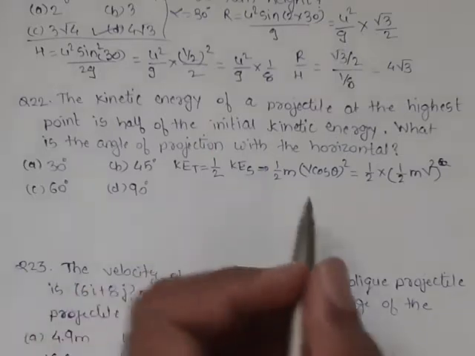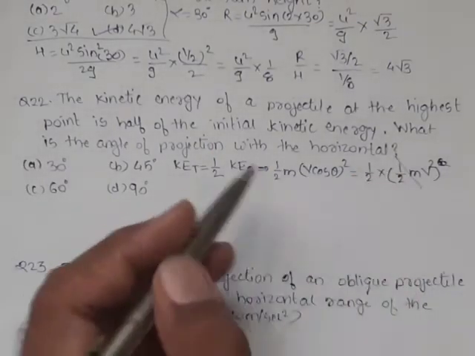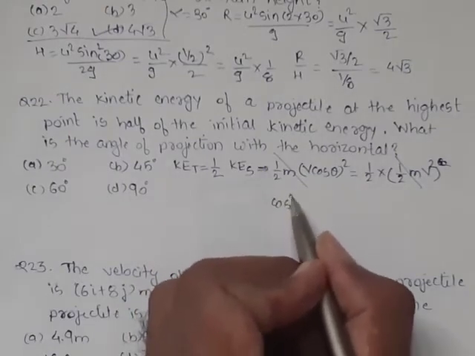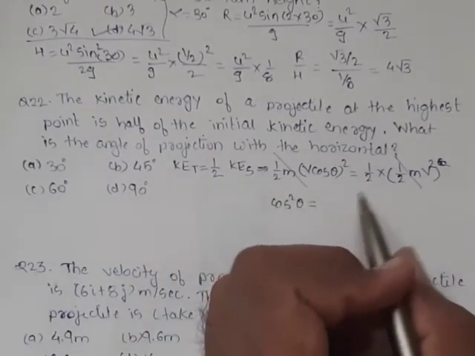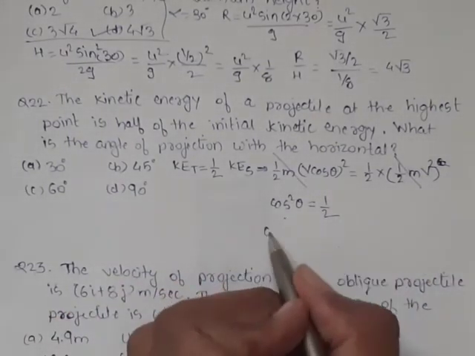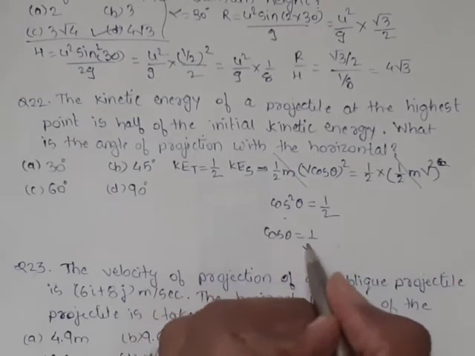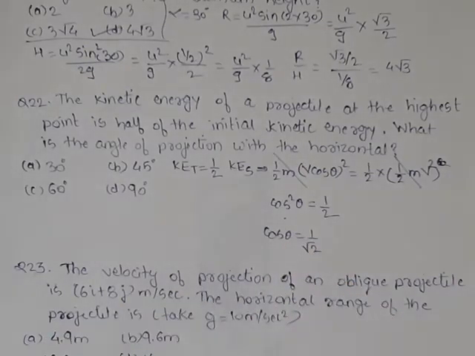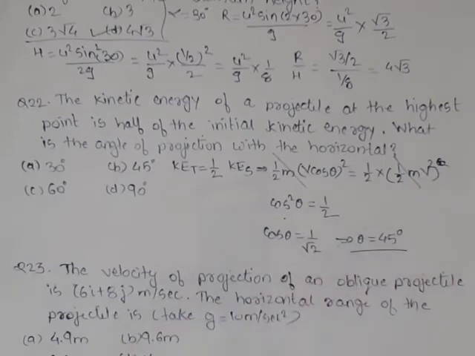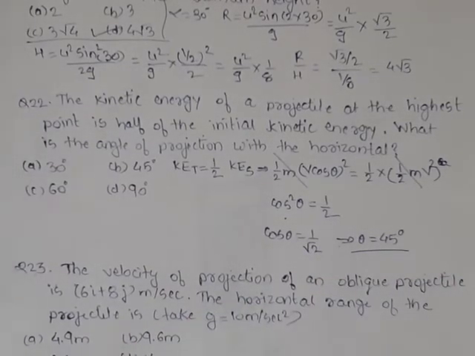Sorry, it is inside the bracket, 1/2 m V square. So here we finally get this 1/2 m V square cancelled. It will become cos square theta equal to 1 by 2, or we can say cos theta is equal to 1 upon root 2. For cos 45 our answer is 1 by root 2, therefore theta is equal to 45 degree. So when theta is equal to 45 degree, kinetic energy at top is half the kinetic energy at start. So our option B is correct for question 22.